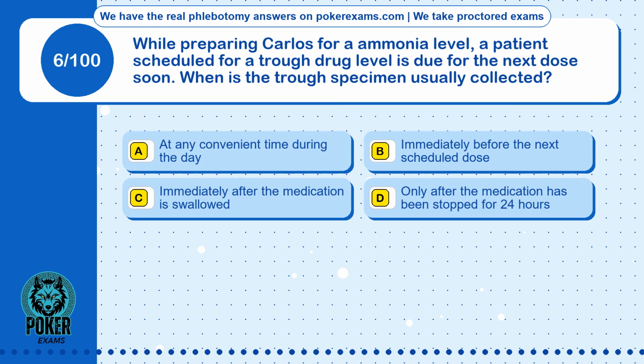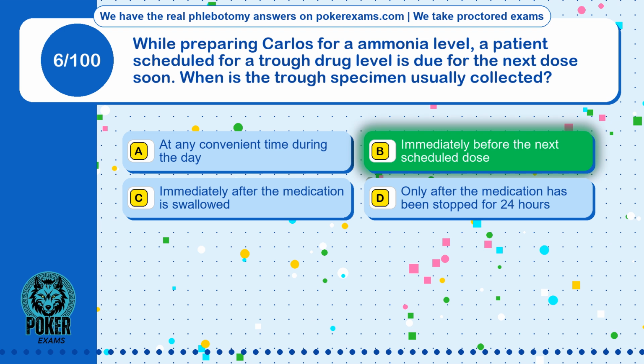Question 6. While preparing Carlos for an ammonia level, a patient scheduled for a trough drug level is due for the next dose soon. When is the trough specimen usually collected? Option A. At any convenient time during the day. Option B. Immediately before the next scheduled dose. Option C. Immediately after the medication is swallowed. Option D. Only after the medication has been stopped for 24 hours.